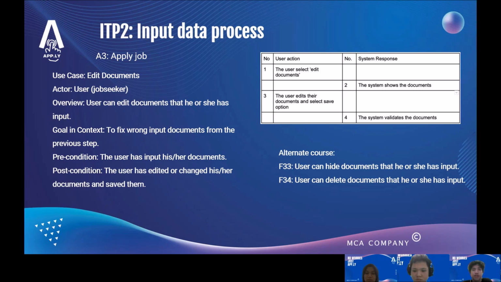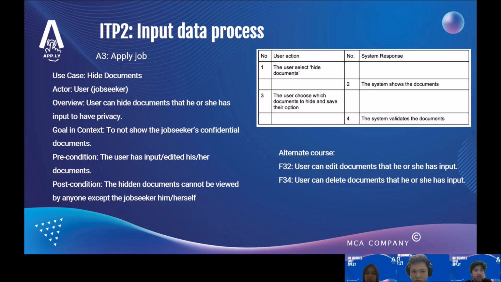The user action first is the user selects edit documents. The system response: the system shows the document. And then the user action: the user edits their document and selects the save option. And then the system responds: the system validates the document. The alternate course in use case 3.3, user can hide the document that he or she has input. And in use case 3.4, user can delete the document that he or she has input.